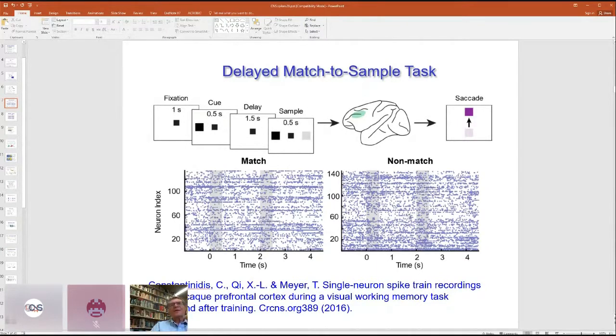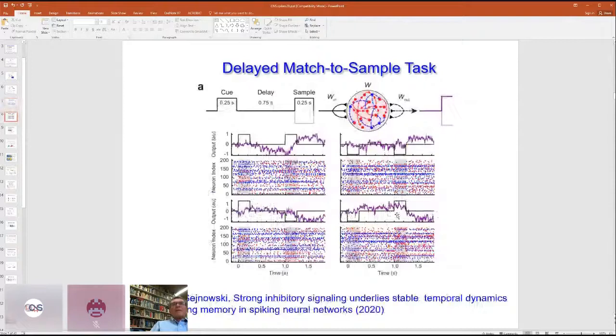It's difficult to make any sense out of this, but the fact is that there's information here that we're going to extract. We reproduced exactly the same task now with our recurrent network, delayed match to sample. Here's the raster plot. Again, just by looking at the rasters, you're not going to really understand what's going on in the network, but we can dissect out what's going on.